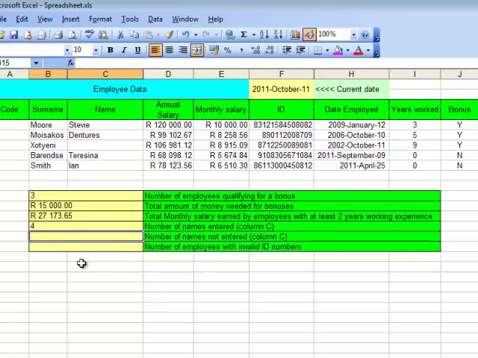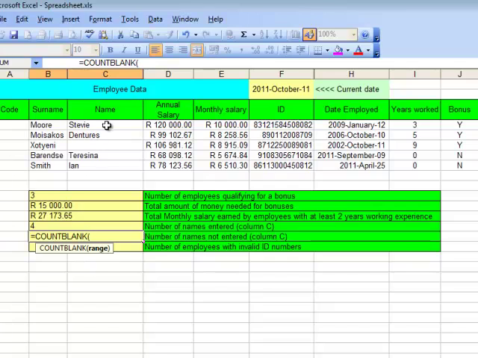Okay, number of names not entered. Well, the opposite to counting everything is to count the blanks. Okay, there obviously is one blank, so let's use COUNTBLANK. Open round brackets. It just has a range, obviously, the criteria, and there we go. Right, and that is it.